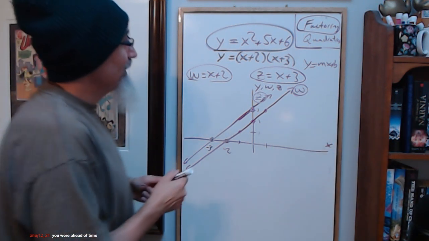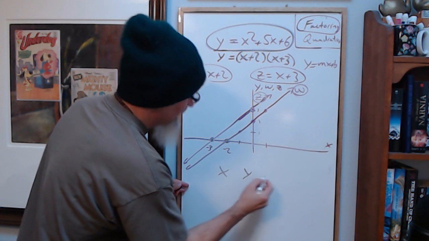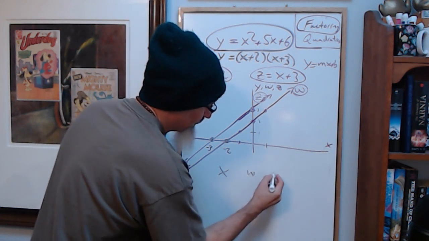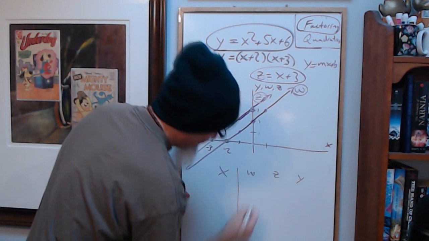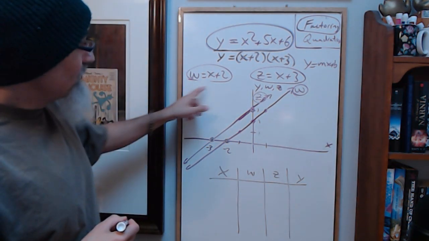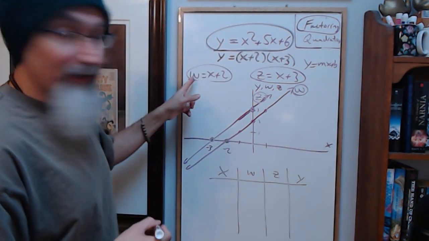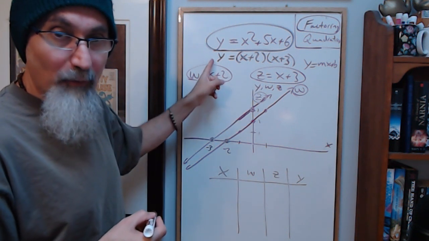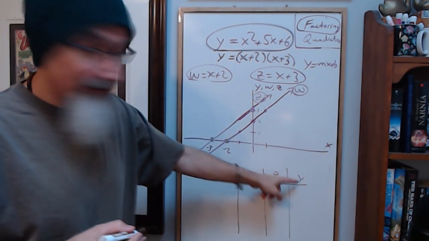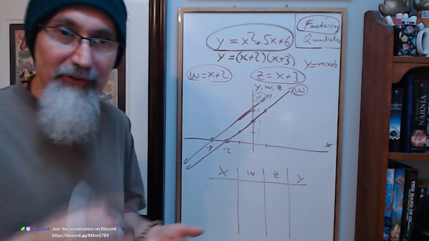Now take a look at this. Let's create a table: X, W, Z, and Y. This is W, that's Z, that's Y, and our X appears in all of them. It's the independent variable that all three of them, W, Z, and Y, are dependent on. So let's find out what W, Z, and Y are for certain values of X.